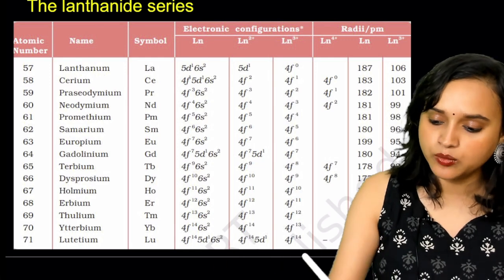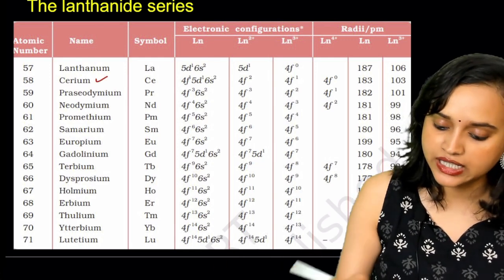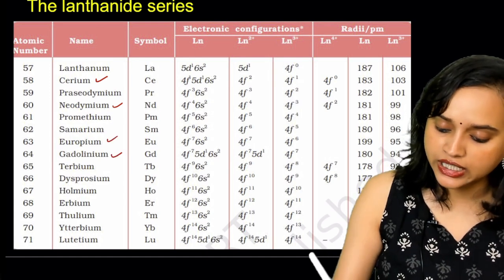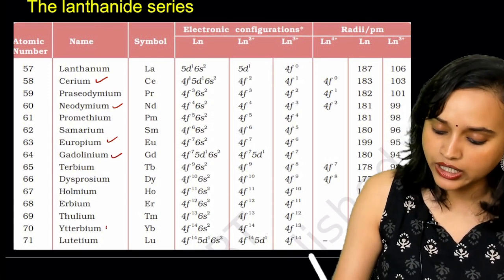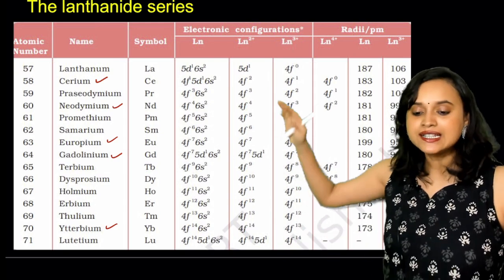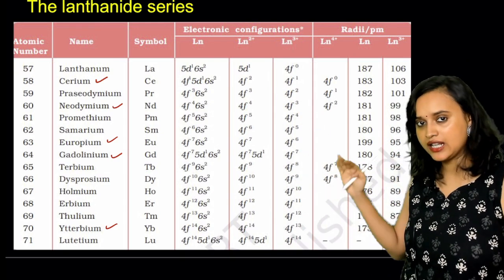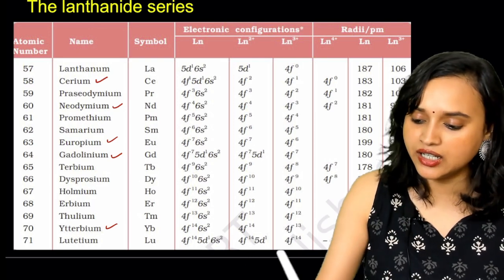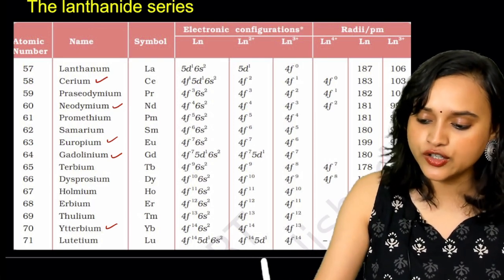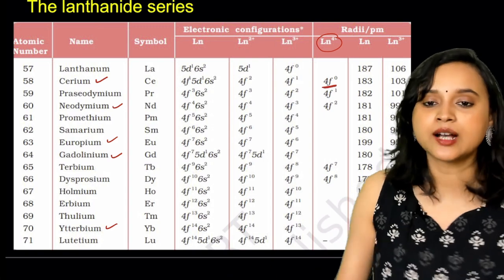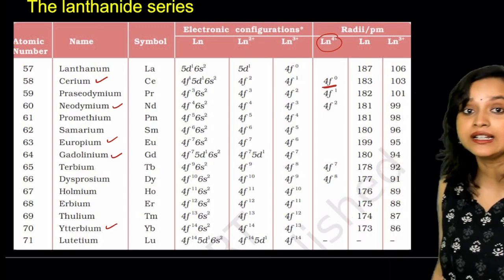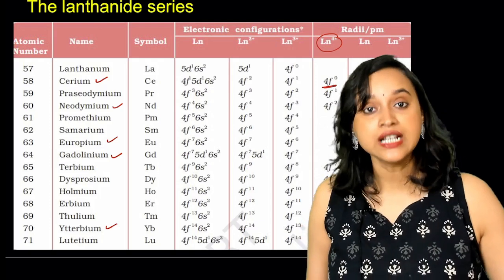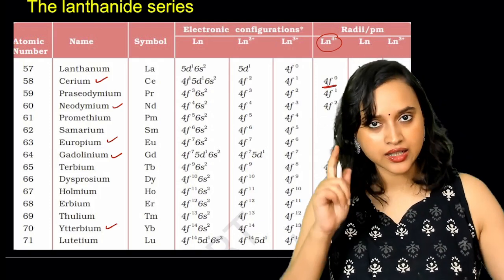Now from here, what are the ones that you really need to know? You need to know about cerium, neodymium, europium, gadolinium, and ytterbium. That's it. These are the ones they can ask you about their electronic configuration. You should know that the moment cerium has lost 4 electrons, it comes to 4F0, which is a noble gas electronic configuration. So cerium does prefer 4F0, that means the +4 oxidation state it can prefer.